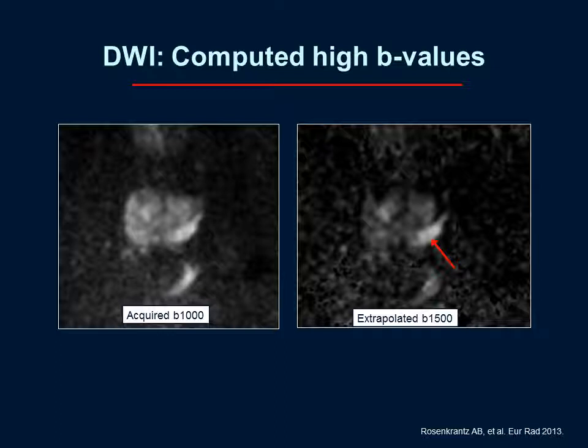So as an example, this was a patient with a dominant tumor on the left, and here we have the acquired B1000 image. There's diffuse increased signal throughout the prostate, including in benign regions, with just some slight relatively greater signal on the left. Here at a computed or extrapolated B1500 image, much of that benign tissue now suppresses with more apparent focal increased signal on the left in the region of the patient's dominant tumor.